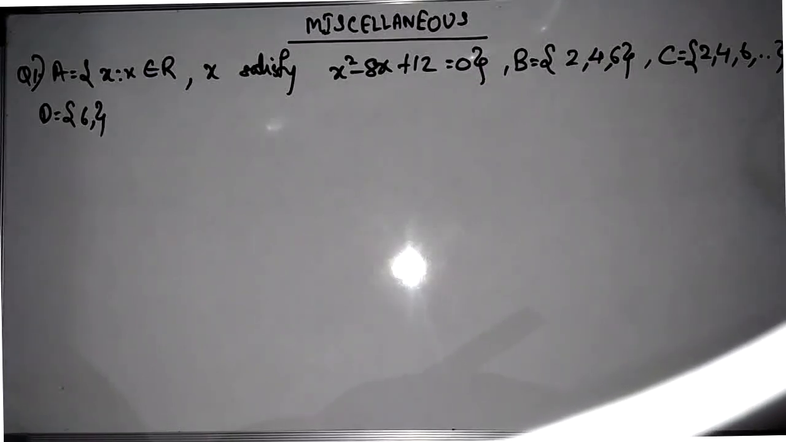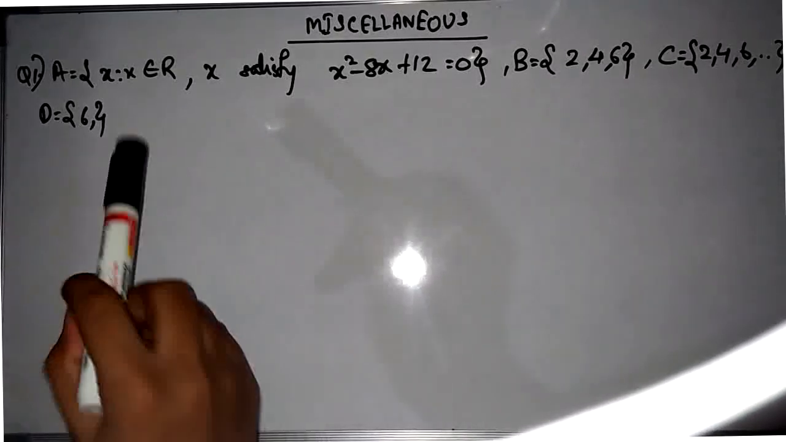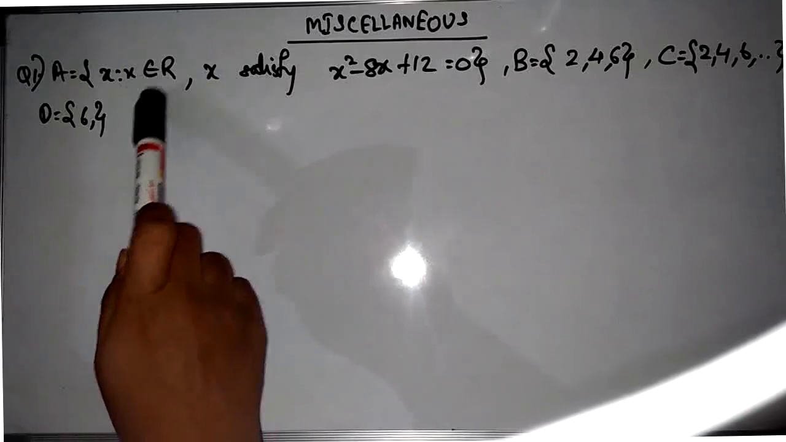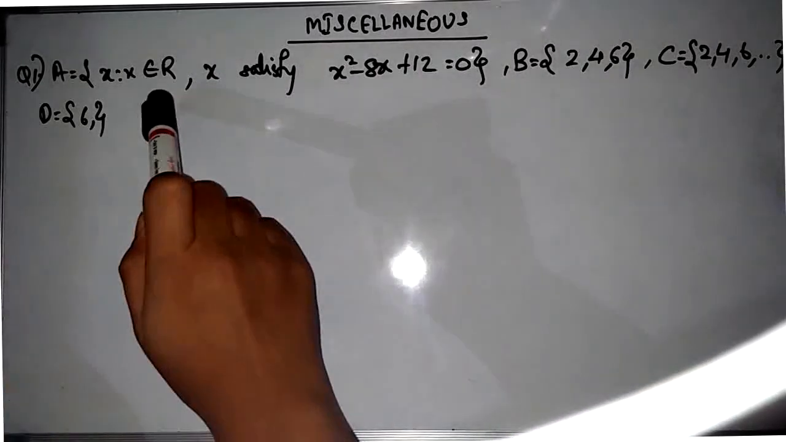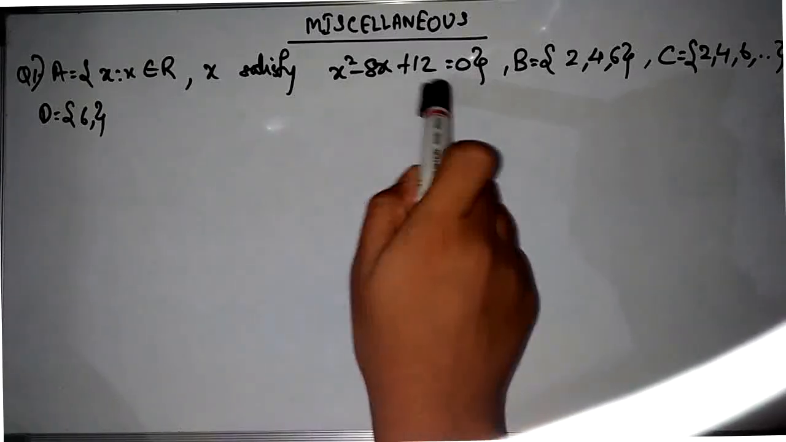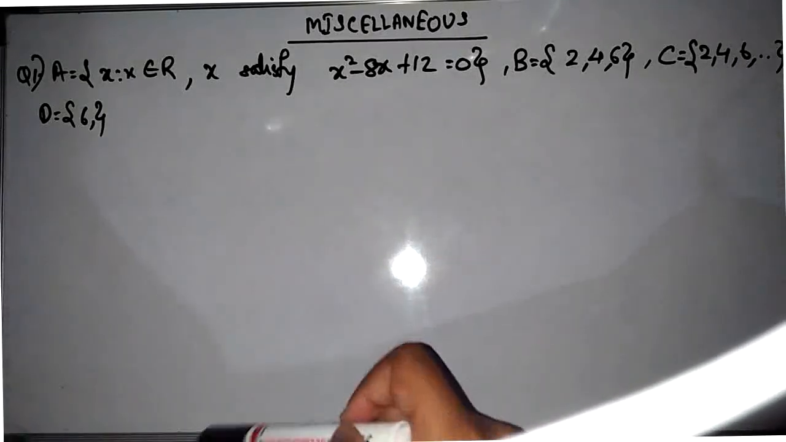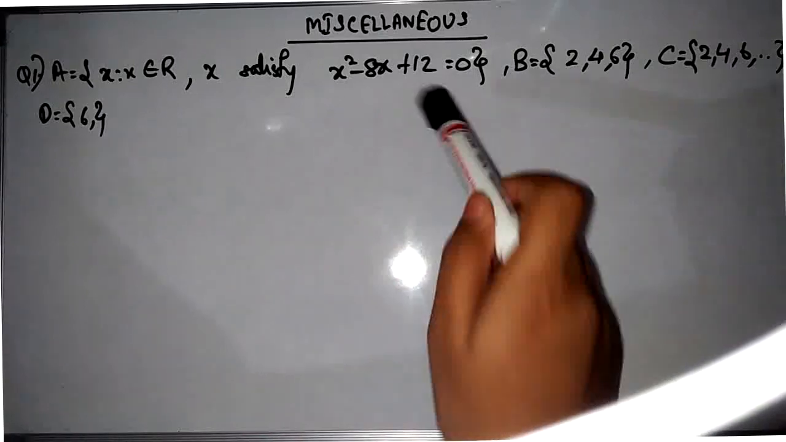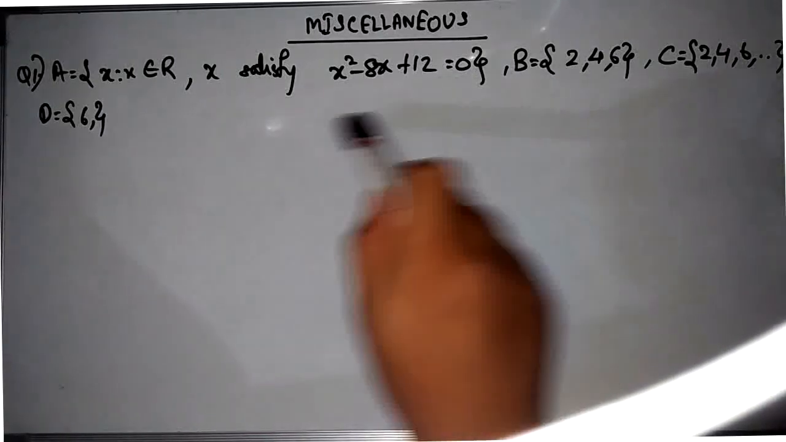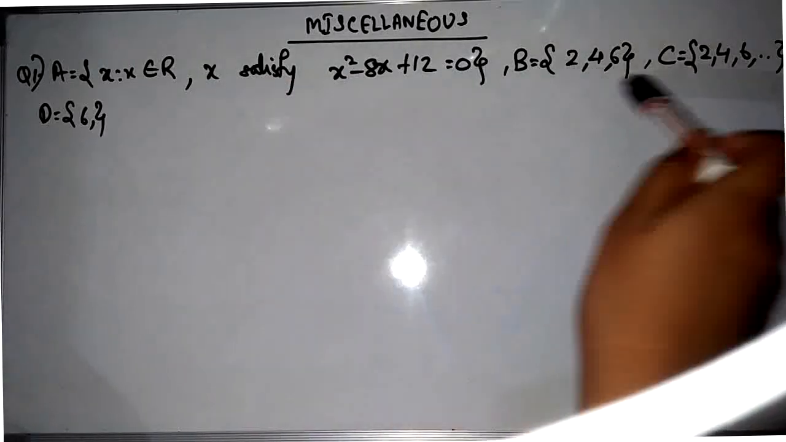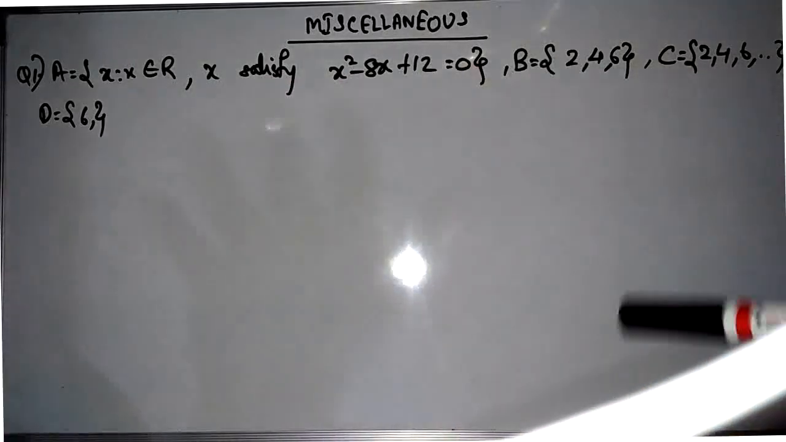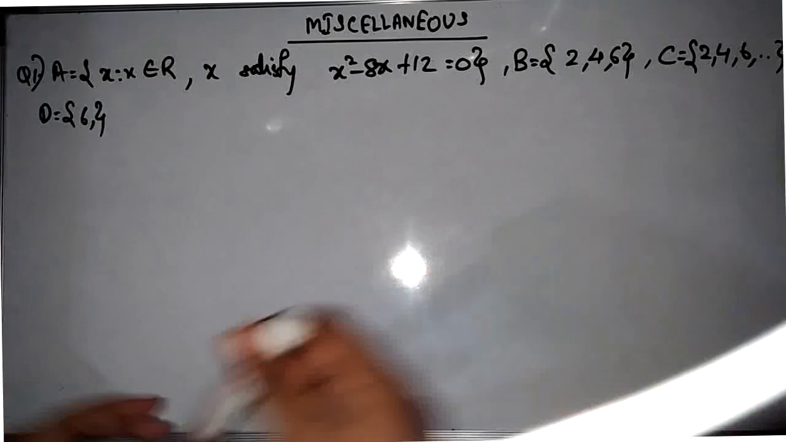From this video I'll explain the miscellaneous exercise of the chapter Sets. So let's see the first question. They have given us the following sets A, B, C and D. Set A is given in set builder form. We'll convert it into roster form, and they have asked how many subsets can be made from these four sets, that is, which set will be a subset of the other sets. We have to write that.